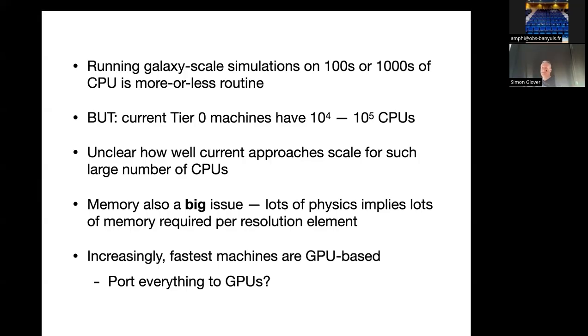At the present time, running galaxy scale simulations on tens to hundreds of CPUs is more or less routine, but this is still small compared to current state-of-the-art tier 0 supercomputers, which often have 10 to the 4, 10 to the 5 CPUs. So can we scale to that number of CPUs? And more importantly, what do we do in the future when new machines come along, which are mostly going to be GPU-based? Do we need to worry about porting things to GPUs to really make use of these exascale capabilities, or do we just stick with these relatively small scale simulations?